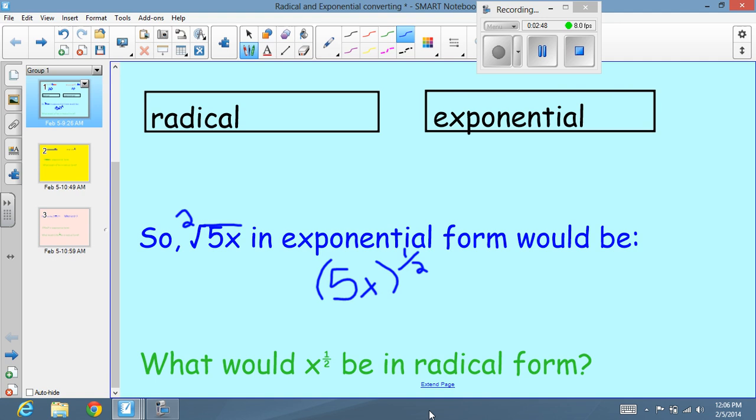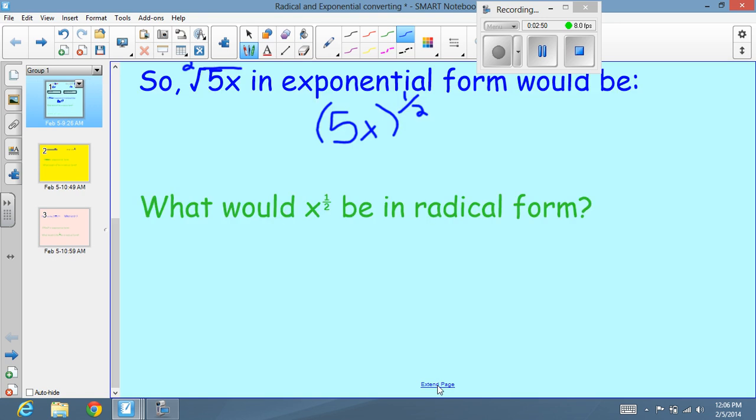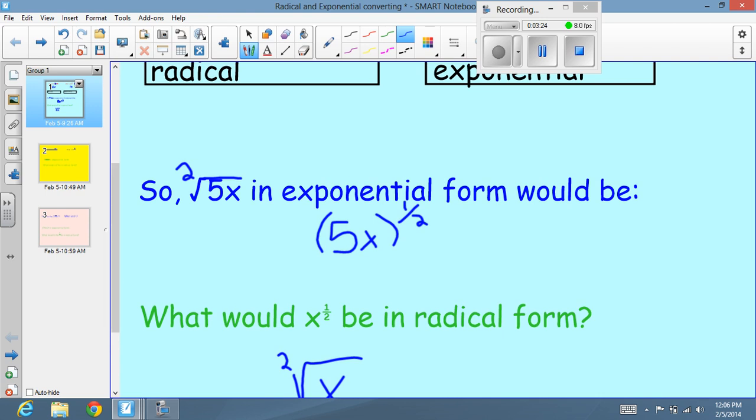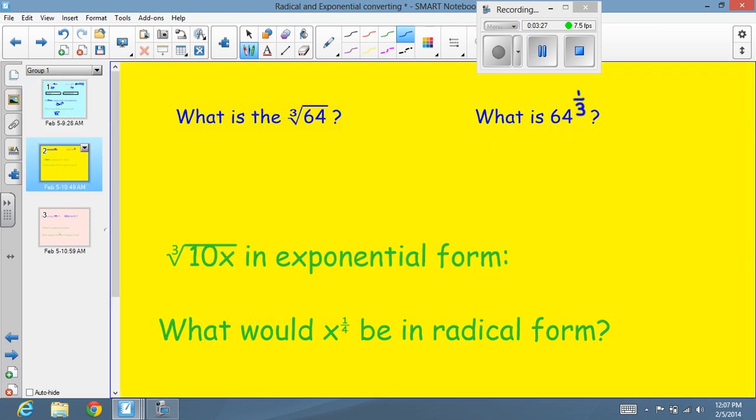Okay? Likewise, if I asked you what would x to the 1/2 power be in radical form, well, I have the variable, which is right there underneath the 1/2, the exponent of 1/2. The radical form of that would be the square root of x. So what I want you to gather from this slide is that basically a square root and something to the 1/2 power are the same thing. Okay? So let's jump to the next slide.